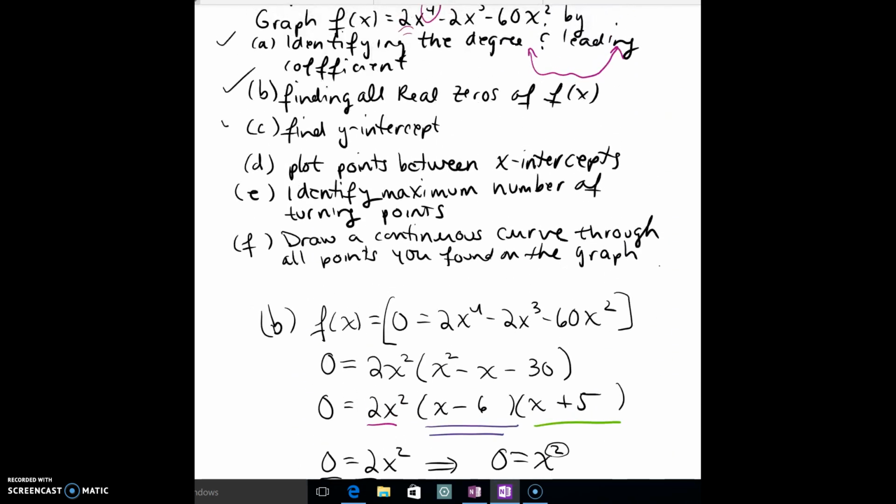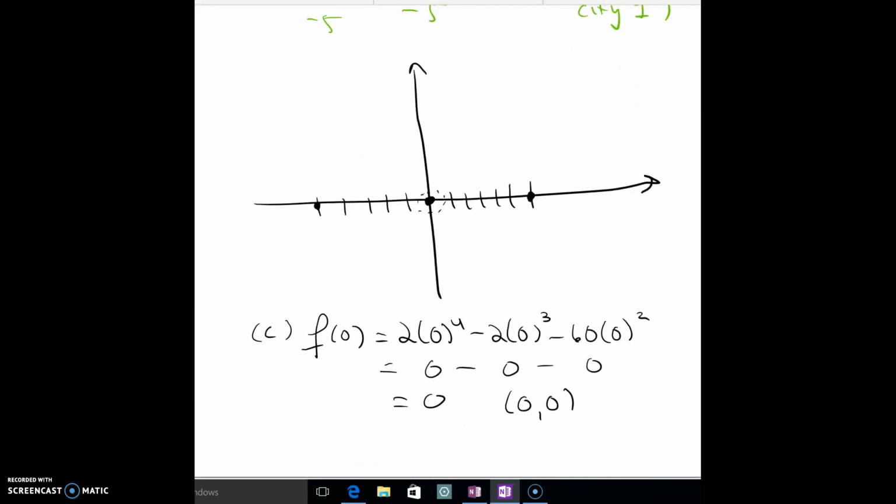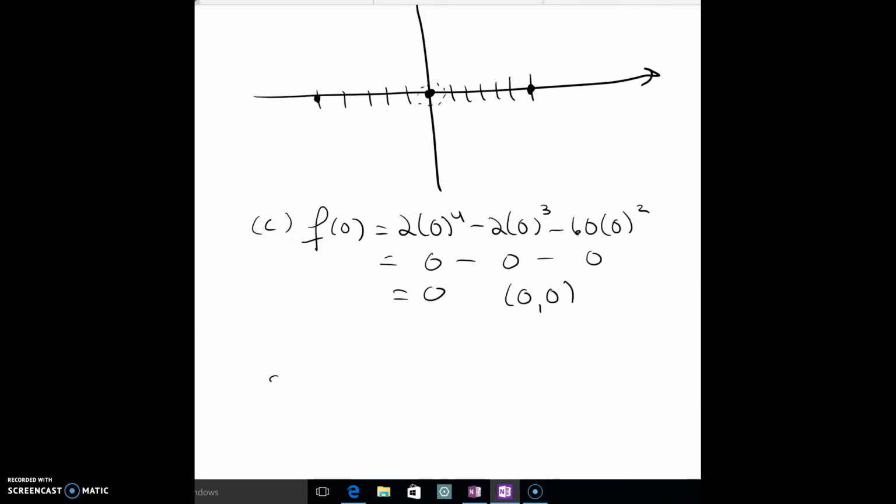Okay, let's take a look at part D, plot points between the x-intercepts. So we have to plot points between these two intercepts over here. We have to plot points between 0 and 6, and we have to plot points between 0 and -5. I'm going to start off on the left-hand side, plotting points between 0 and -5. And again, you choose whatever number you're most comfortable choosing. I'm going to choose just -1 because it's going to make my life easier.